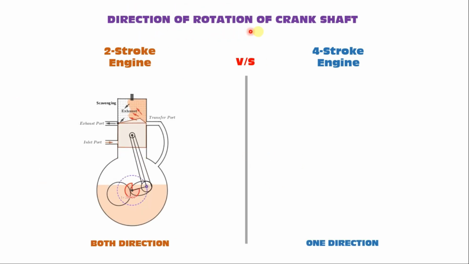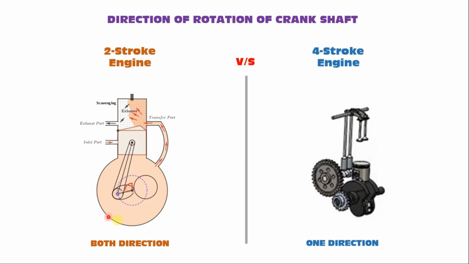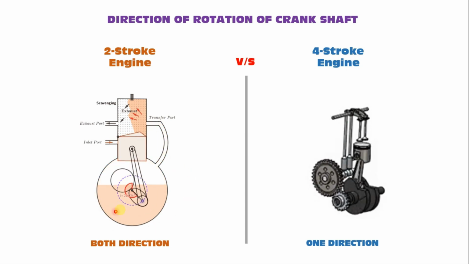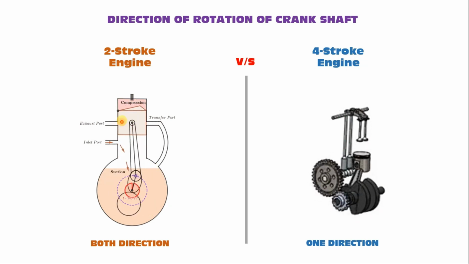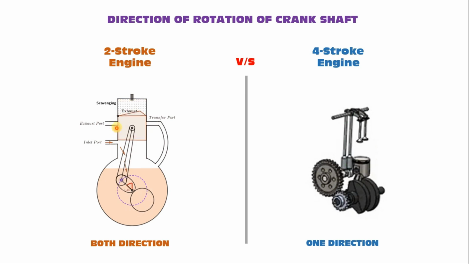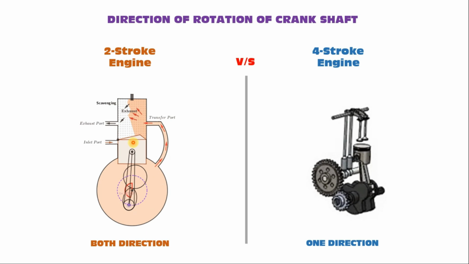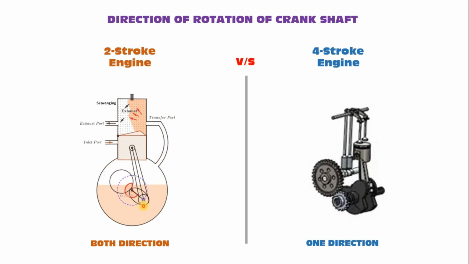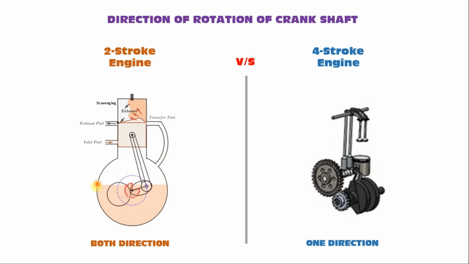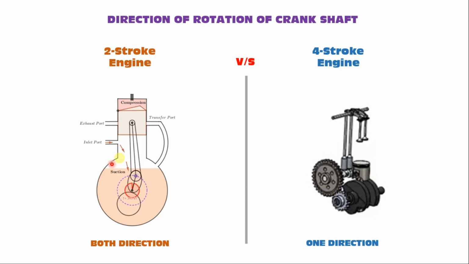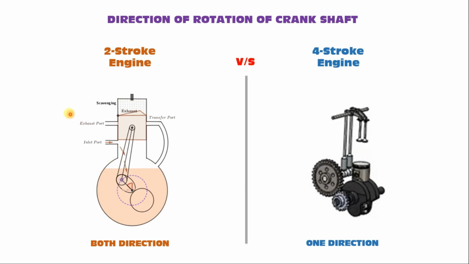Direction of rotation of crankshaft. The two-stroke engine can rotate in both directions, counterclockwise and clockwise. There will be no change in cycle because these ports are opened and closed based on relative position of piston. So it doesn't matter whether you are rotating the crank in counterclockwise direction or clockwise direction. So it will rotate in both directions.